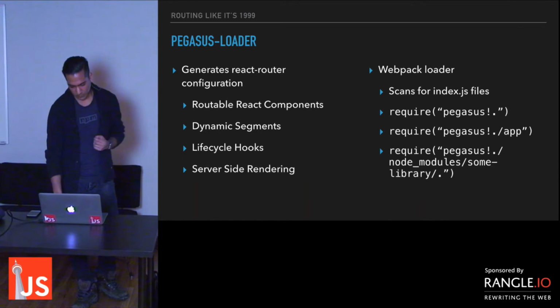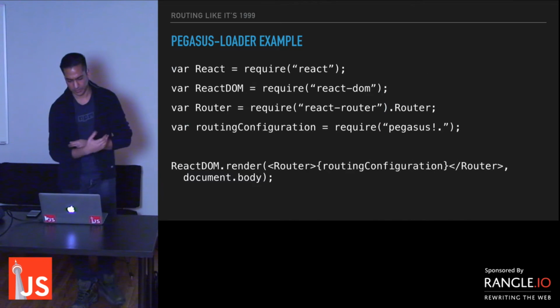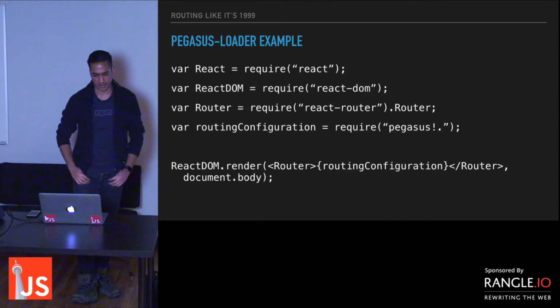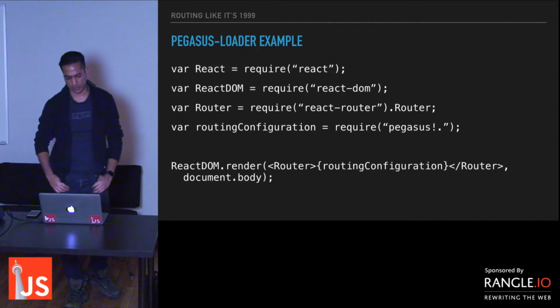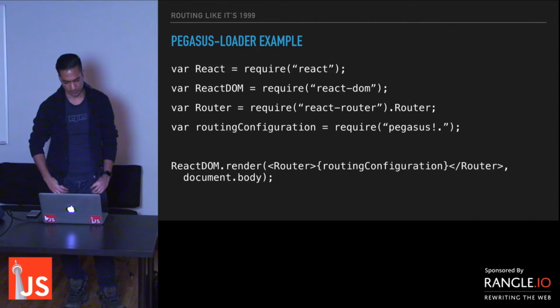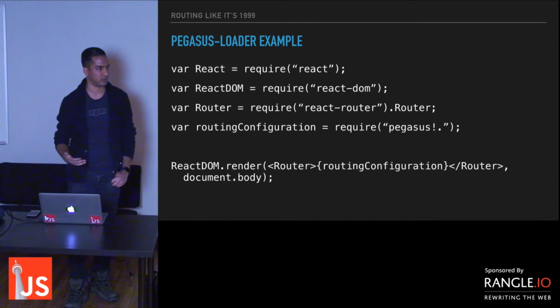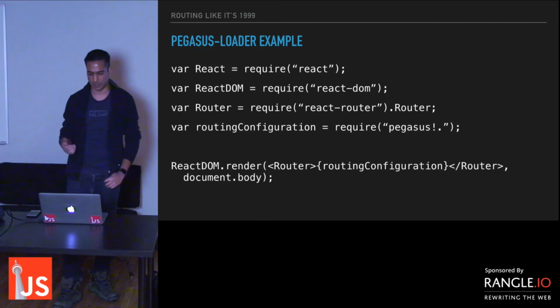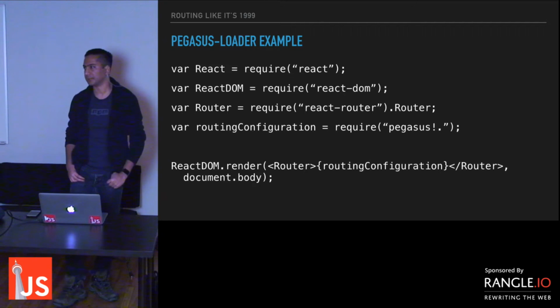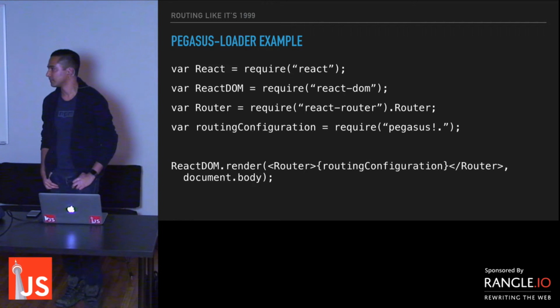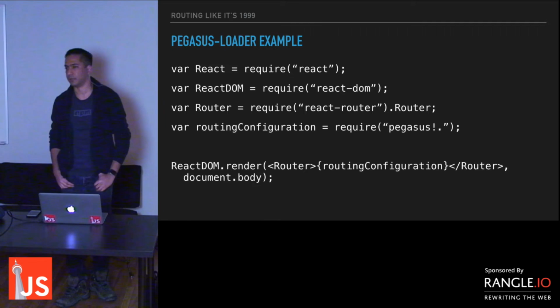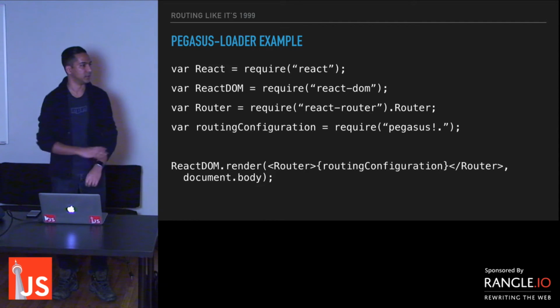So what's an example of this? This is what it looks like in code. We can require React, React DOM, React Router, and Pegasus, the routing configuration. So line 4 there, we can see we're scanning this directory and all subdirectories for index.js files and building routing configuration based off of that. React DOM renders the router with its routing configuration inside the body. That's it. I haven't had to write any routing configuration at all. That is literally it.